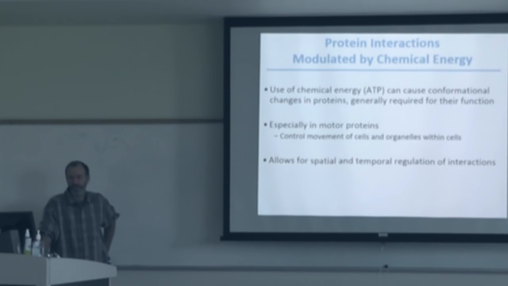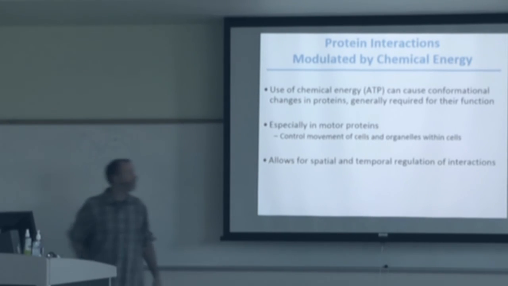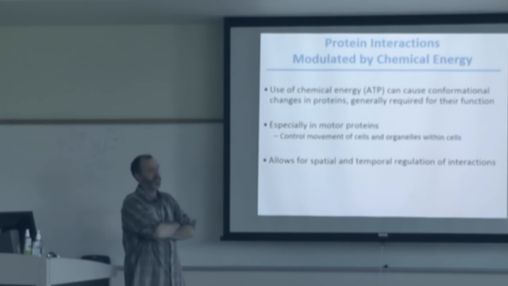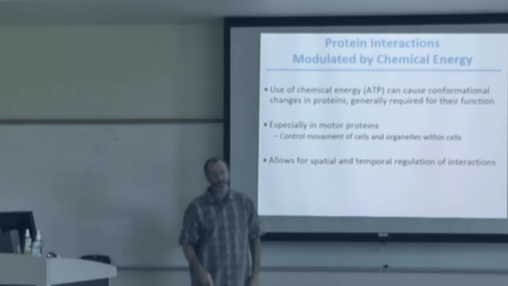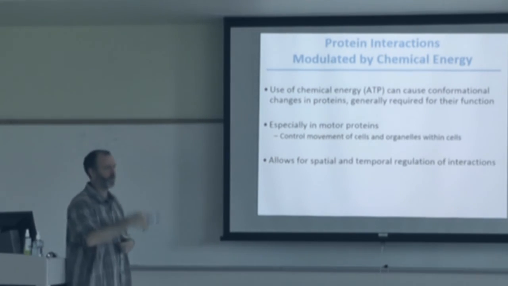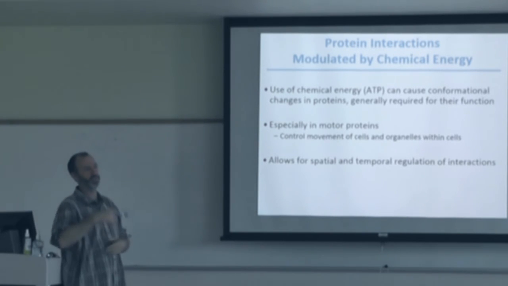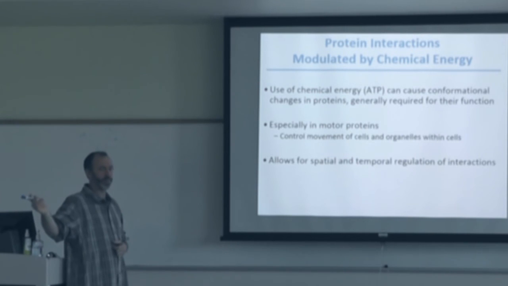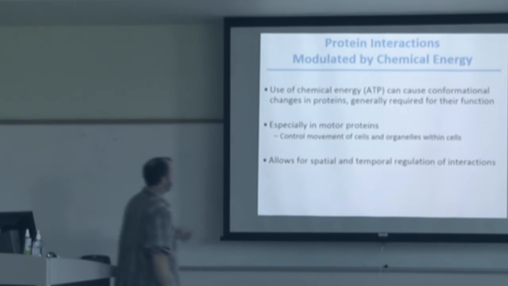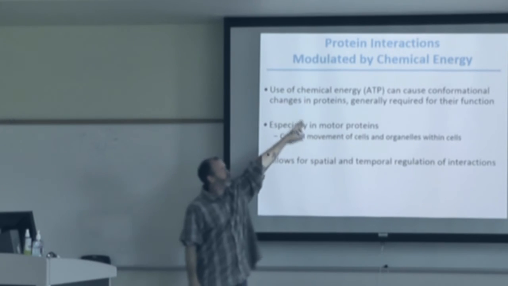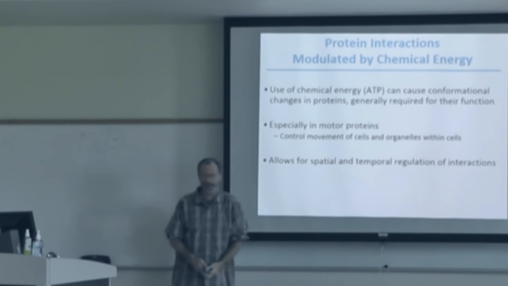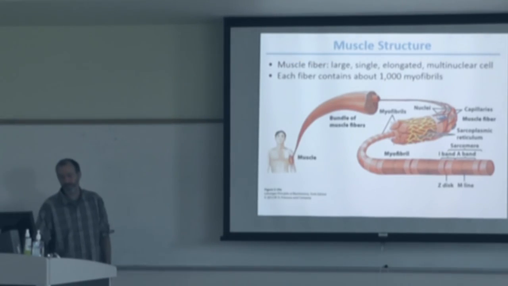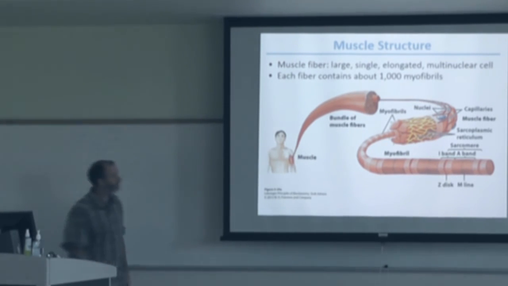down to. So protein interactions modulated by chemical energy. The use of chemical energy, such as ATP, can cause conformational changes in proteins generally required for their function. So some proteins will flip back and forth between different conformations, but it may take energy to get to one conformation over another, right? Especially in motor proteins, you can use ATP to control the movement of cells and organelles within the cells, and it allows for spatial and temporal regulation of the interactions. And we'll see with muscles, it requires ATP for the actin and myosin to get those changes in shape.